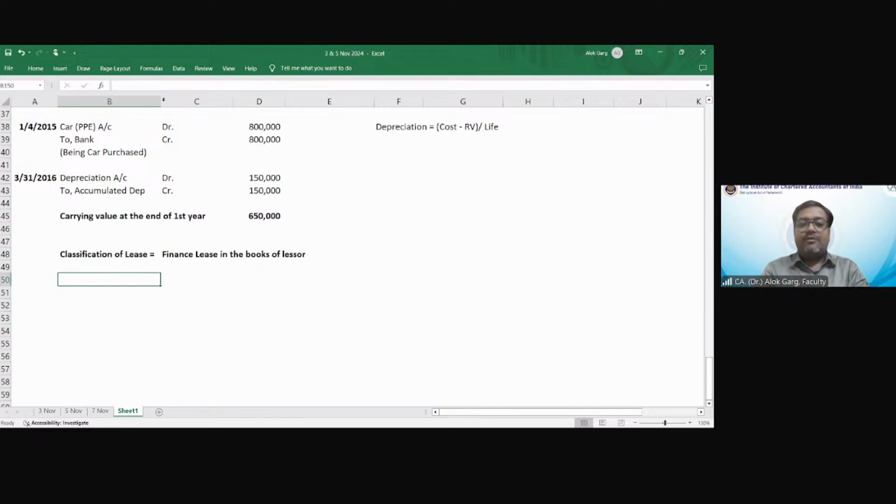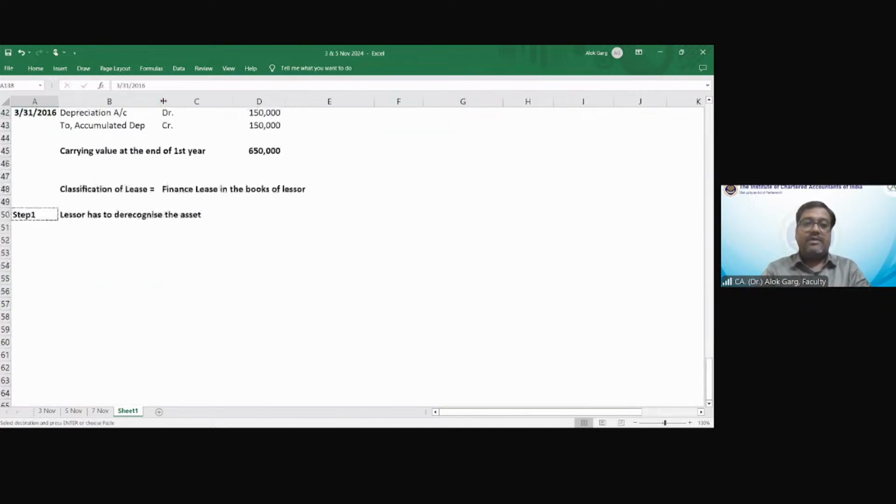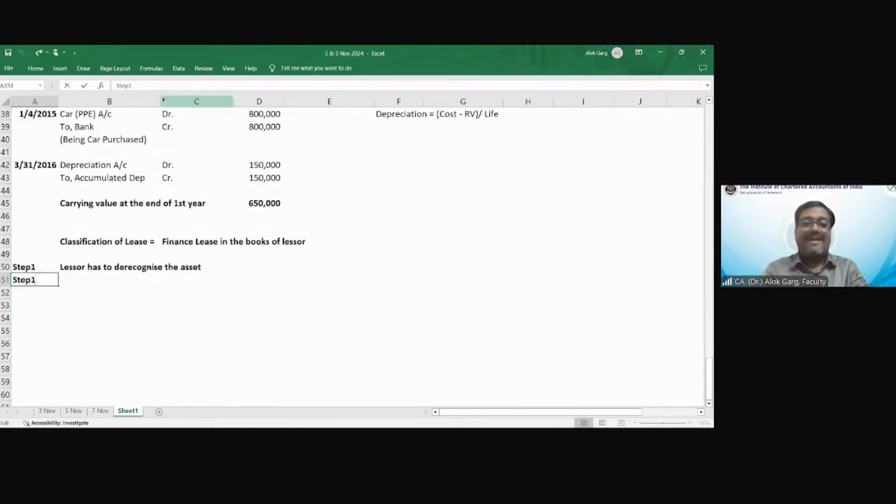So जब finance lease होगी तो क्या होगा? There are 2 steps you need to follow. In case of finance lease, step number 1. What is the first step? Lessor has to de-recognize the asset, क्योंकि सारे रिस्क एंड रिवार्ड तो ट्रांसफर कर दिए. स्टेप नंबर 2. सर de-recognize करेंगे मतलब कार को क्रेडिट करेंगे.